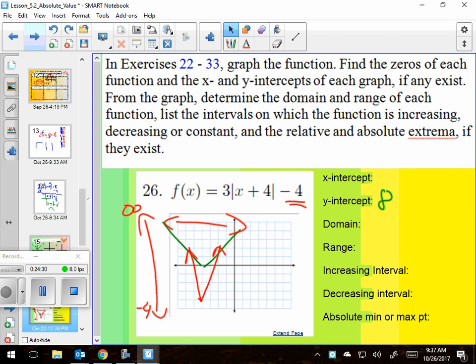Increasing, well, it's increasing on the right side of that line. It'd be decreasing on the other side, to the left side. And then absolute min is like the low spot. There it is. There's my low spot. I hope that that's all, but it should be pretty easy for you.